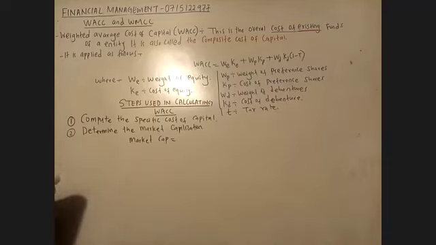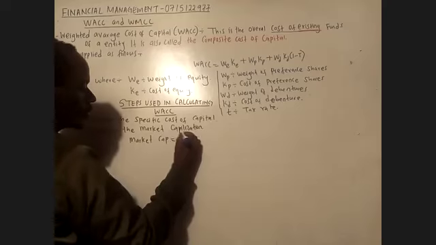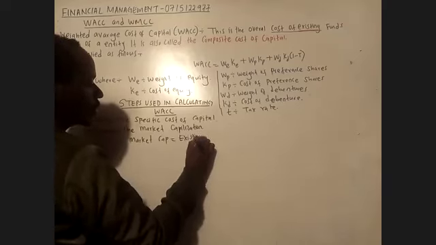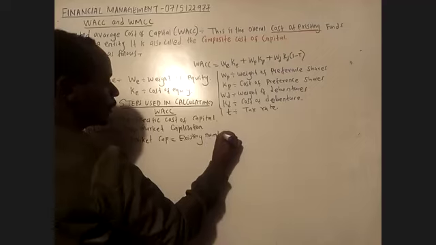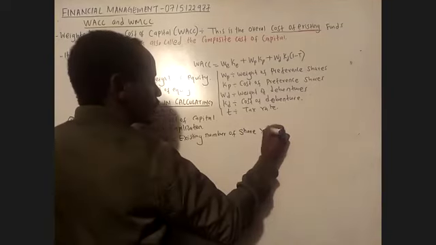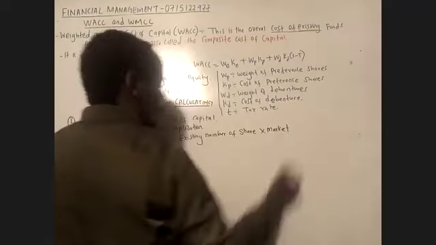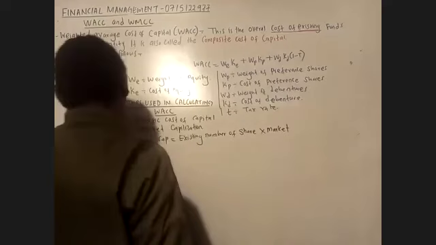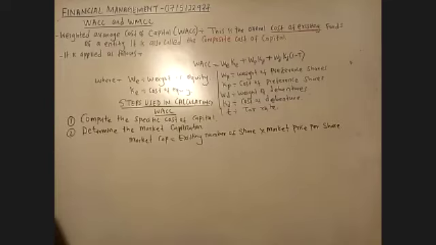The formula for the market cap is the existing number of shares, which you multiply with the market price per share. That's step number 2. And then how do you get the existing number of shares?